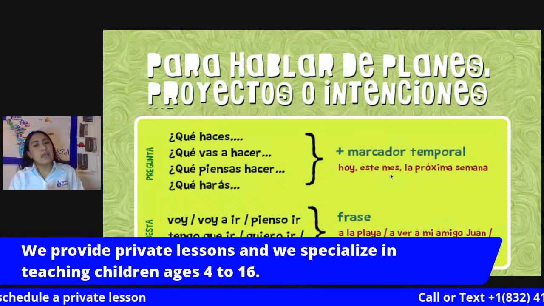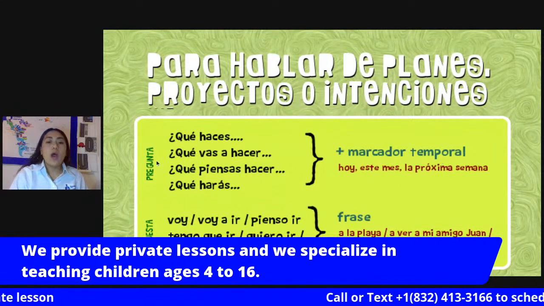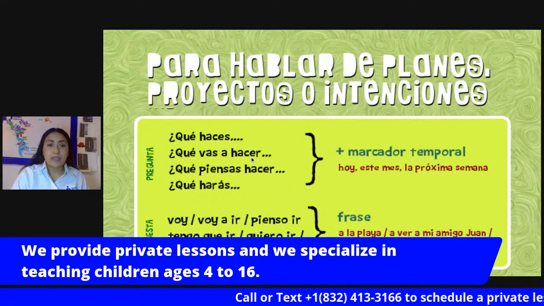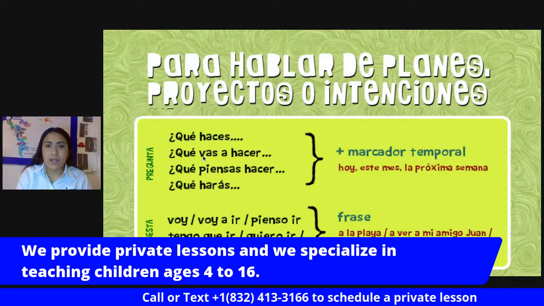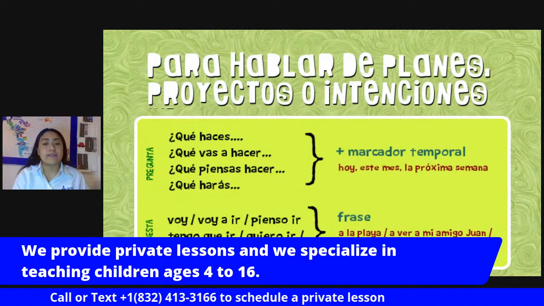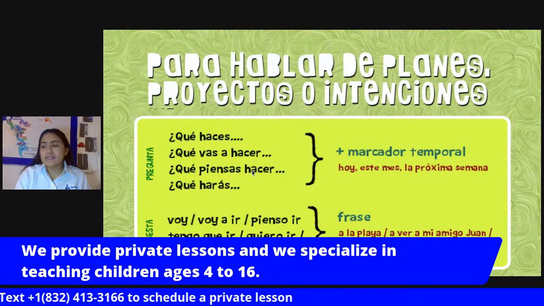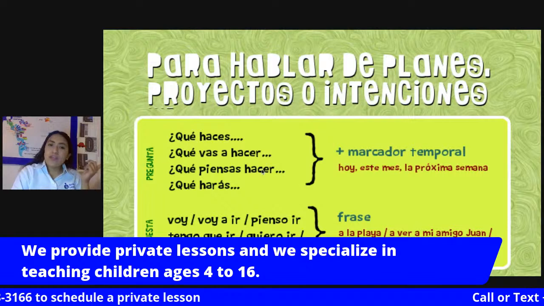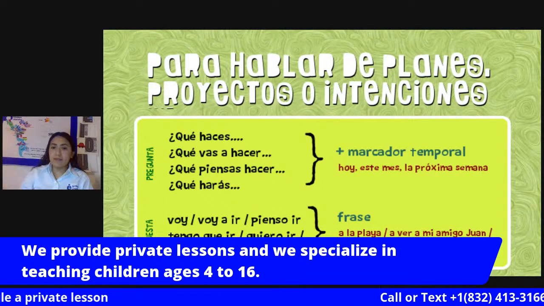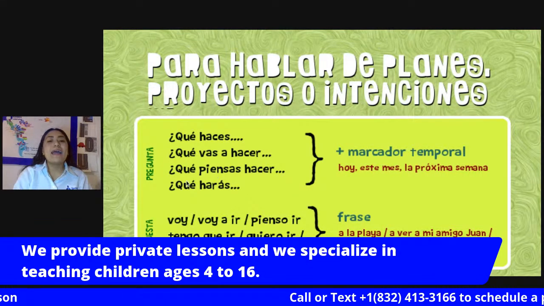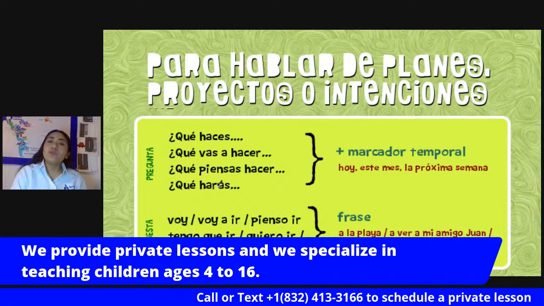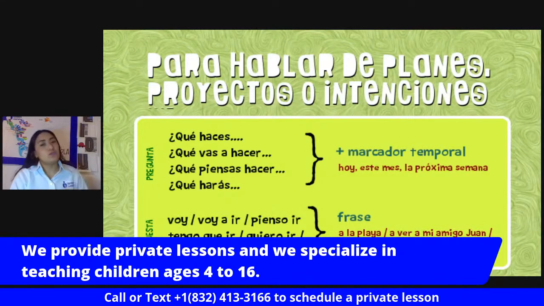And then el marcador temporal. What are you going to do? Vas is verb to go, ir. ¿Qué piensas hacer? What do you think to do? And then marcador temporal. ¿Qué harás? What will you do? Or what are you going to do?